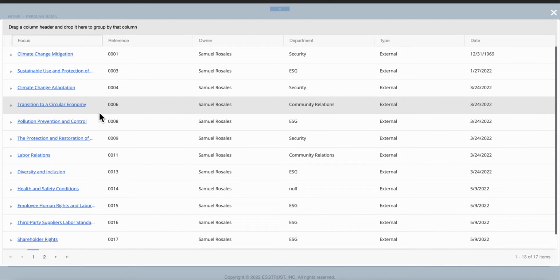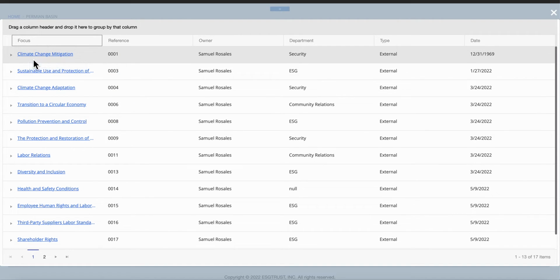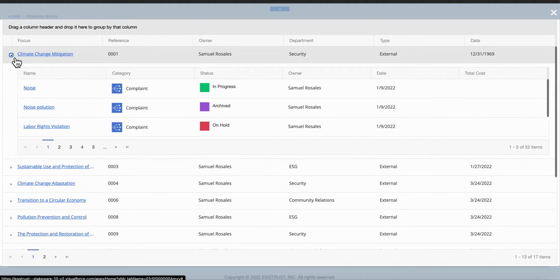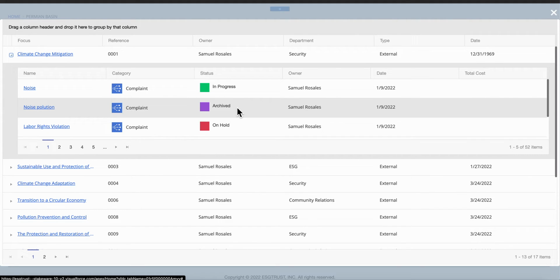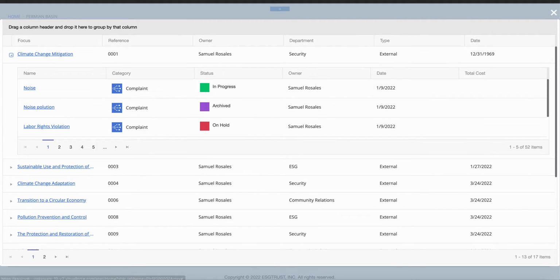What we're also able to do is to monitor for each one of these projects and each one of these key material ESG issues, what are the type of interactions that are happening and what is the status of that interaction. So we get really granular with this kind of information.